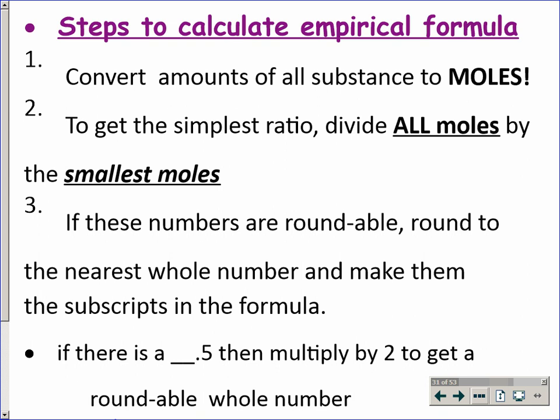If I give you grams, how do you get to moles, Bailey? Right. If I give you particles, how do you get to moles, Ryan? Right. If I give you liters, how do you get to moles, Munir? 22.4, right. So whatever I give you, you get to moles. That's your goal. Step 2: to get the simplest ratio, divide all moles by the smallest moles. Simplify that for me on your screen.